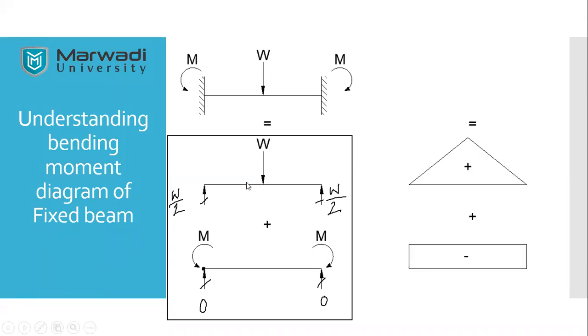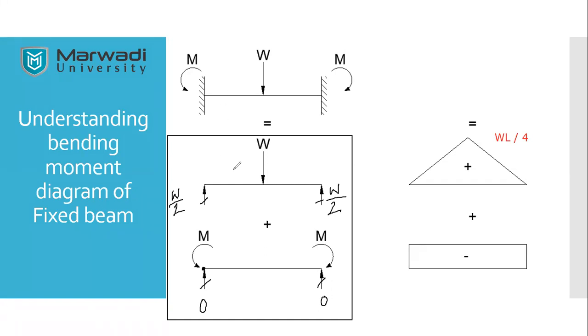For the first beam, it is quite evident that when I take moment at the center, it will be W by 2 into L by 2. So that value here will be WL by 4. So this value will be WL divided by 4. That will not be an issue. And you also need to consider the direction of the reactions.